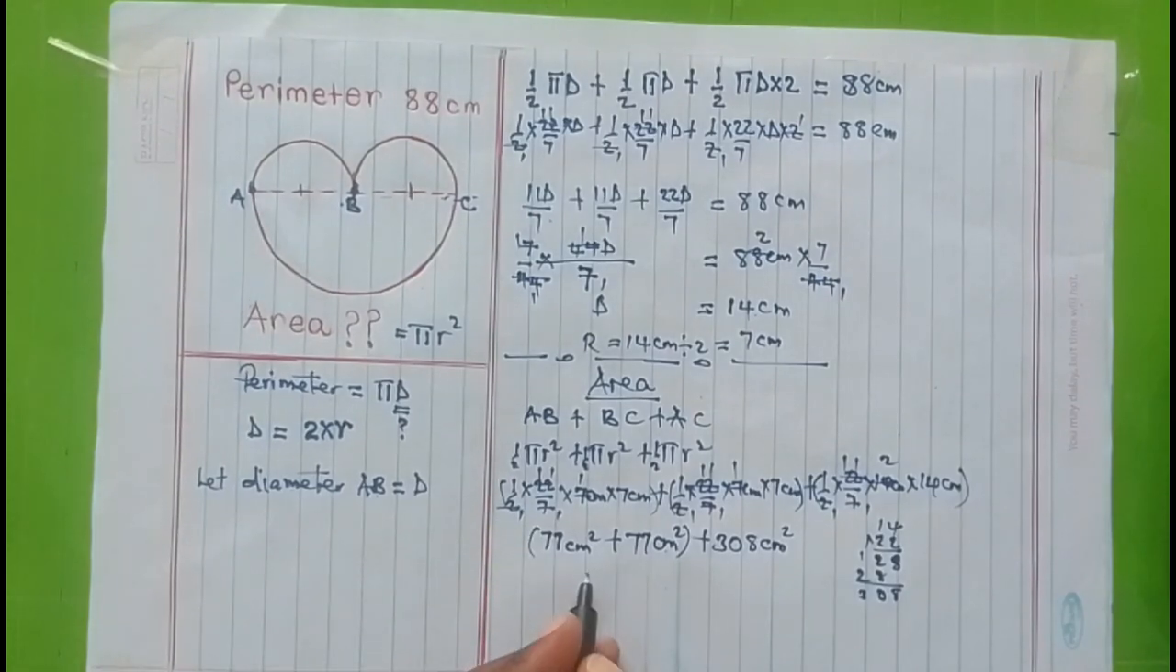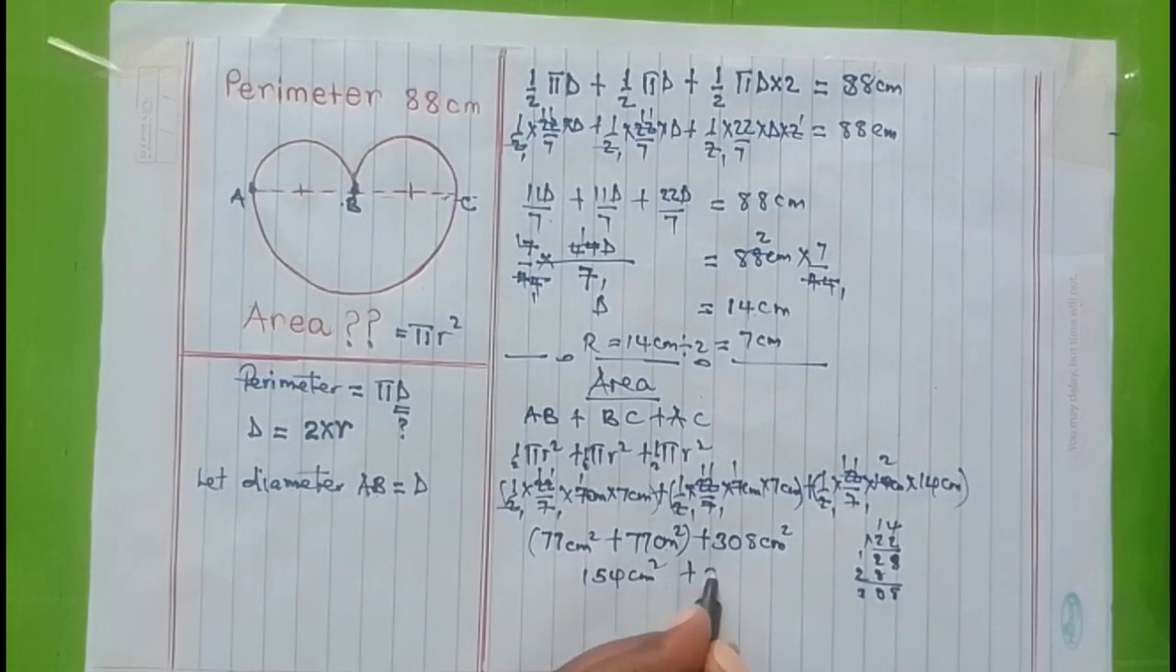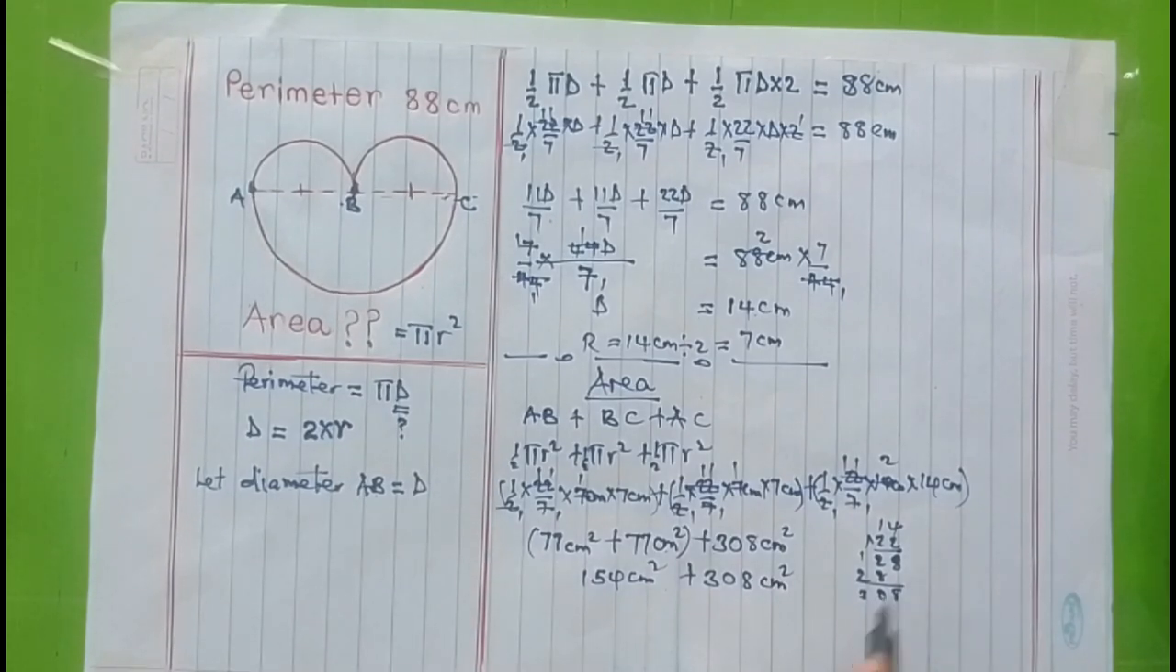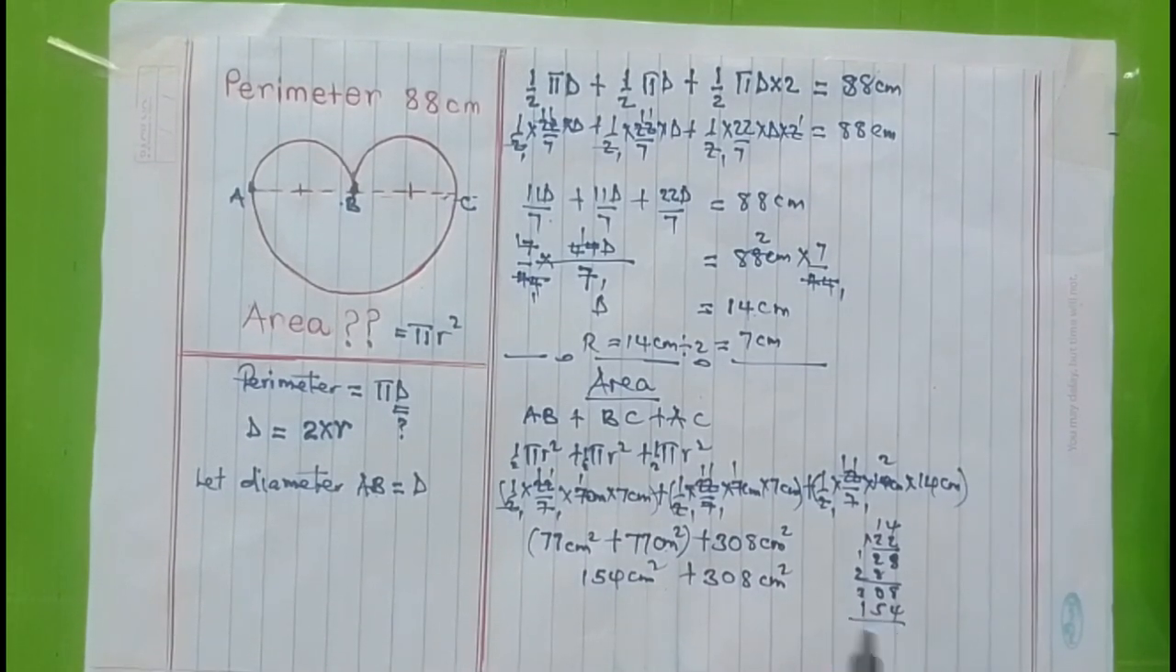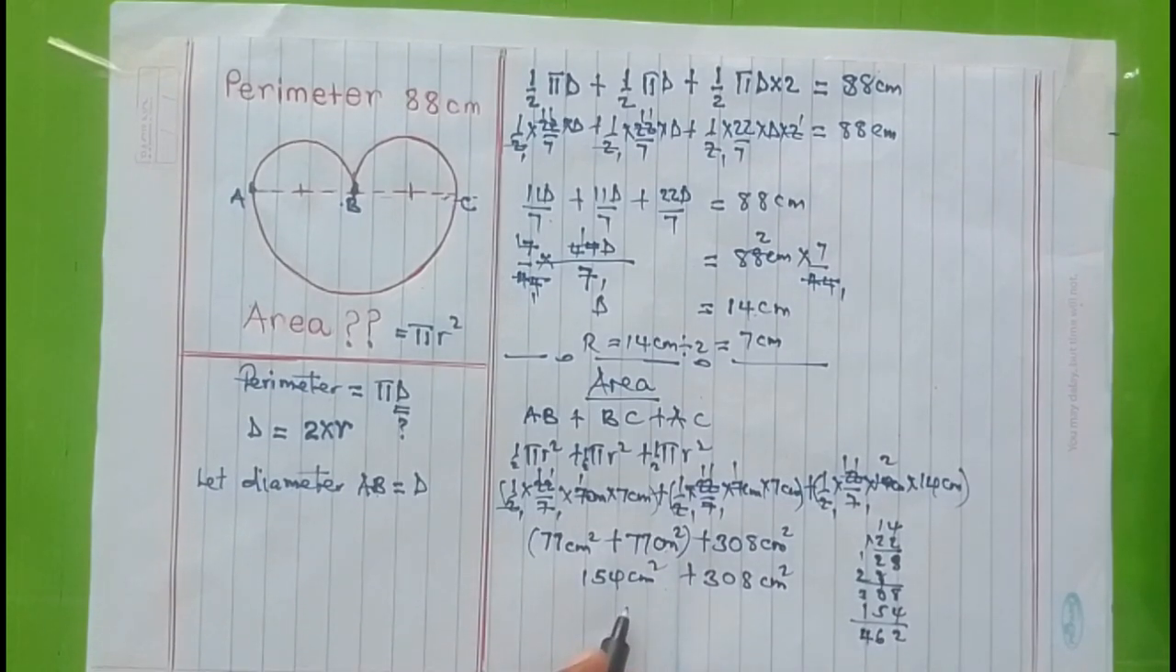Now, when we add these two, we are going to get 154 squared centimeters plus 308 squared centimeters. When we sum that, what do we get here? 2, regroup 1, here 6, and here 4. So we are going to get 462 squared centimeters, and that is our area.